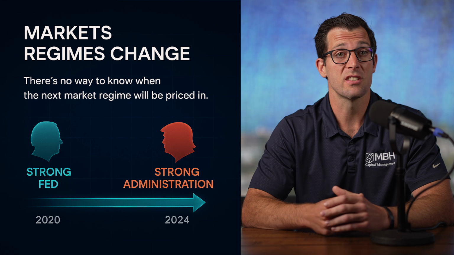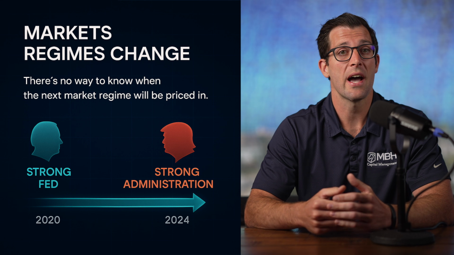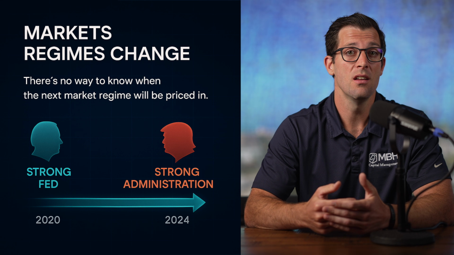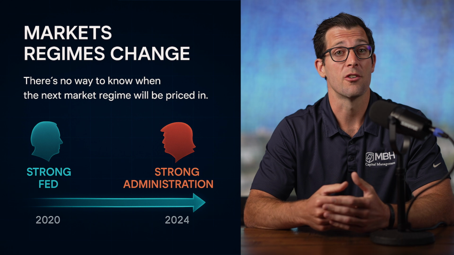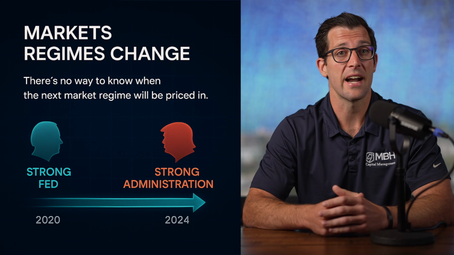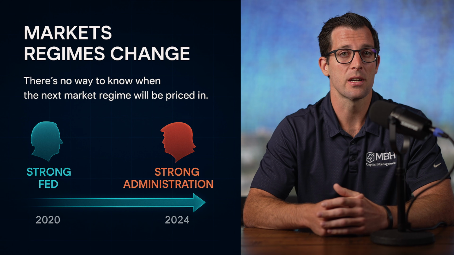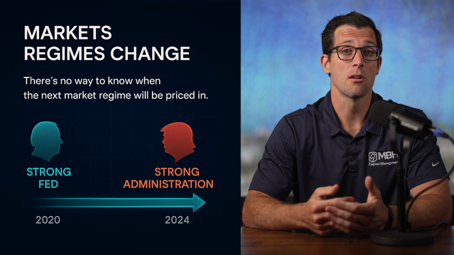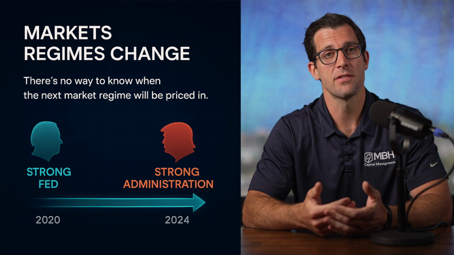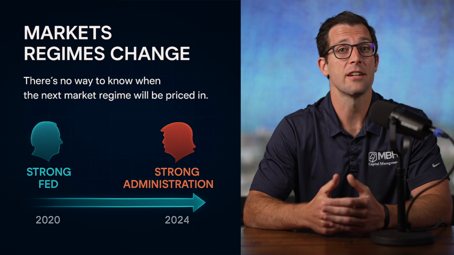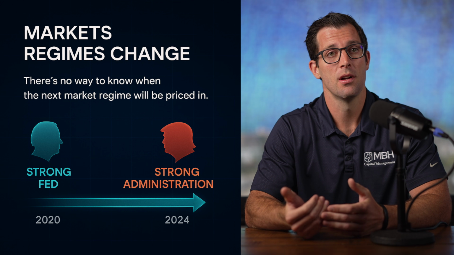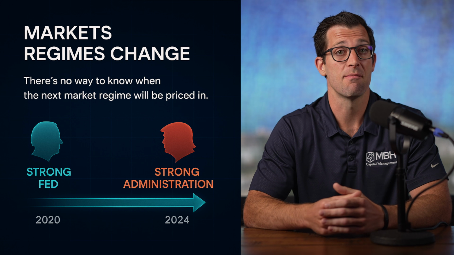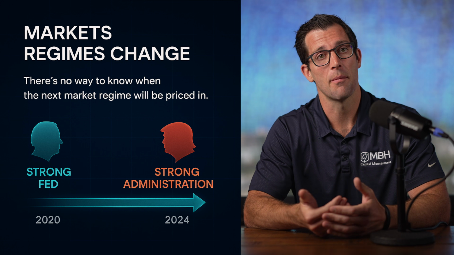For example, since 2020, we had a regime that was strong Fed, weak administration under the Biden administration, where the Fed's guidance had more of an effect on the market than the administration. It looks like now the regime has shifted, a weaker Fed and a stronger administration under Trump, where the administration's comments have more of an effect on the market than the Fed's comments.